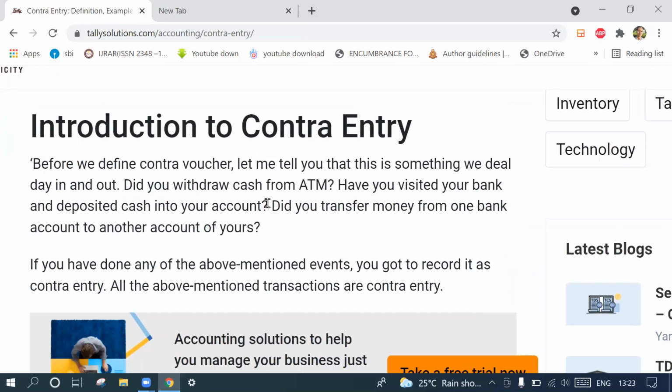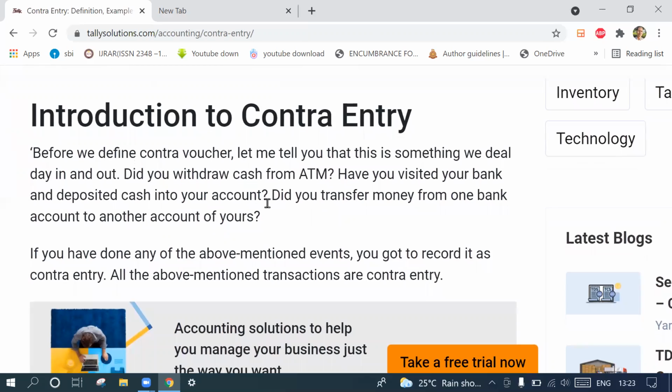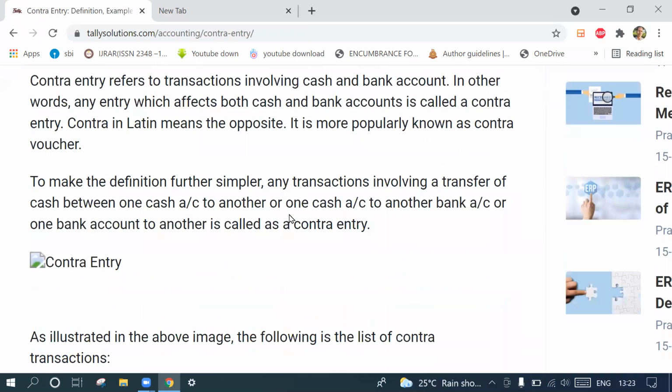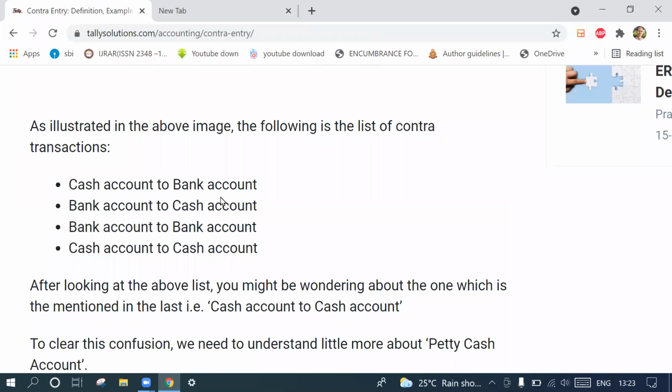Before we define contra voucher, let me tell you that this is something we deal with day in and day out. Did you withdraw cash from an ATM? Have you visited your bank and deposited cash into the account? Did you transfer money from one bank account to another? So just now we have seen that there are 4 contra entries.